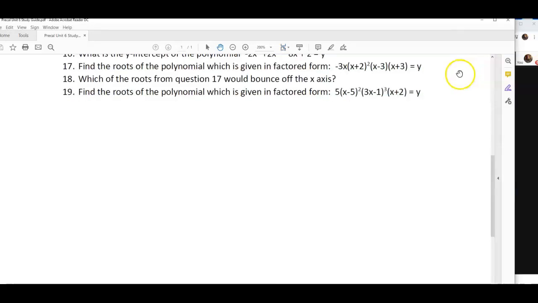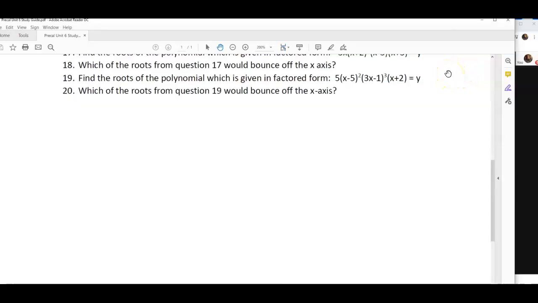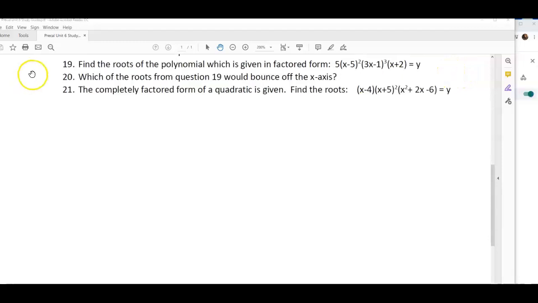So I'm going to let you guys do numbers 19 and 20. And I'm going to go ahead and do number 21 now. Number 21 is a similar question, but something a little different happens towards the last half of it. So we start by putting 0 in for y, because we still want to find those roots. And so we set x minus 4 equal to 0. We set x plus 5 equal to 0.